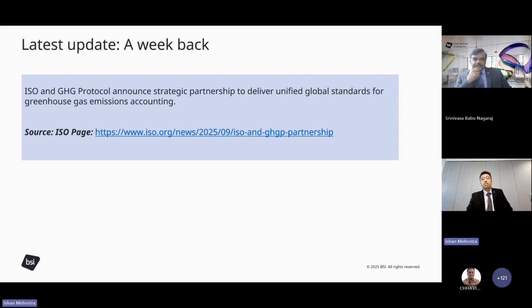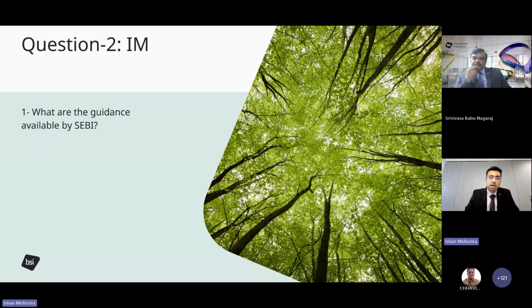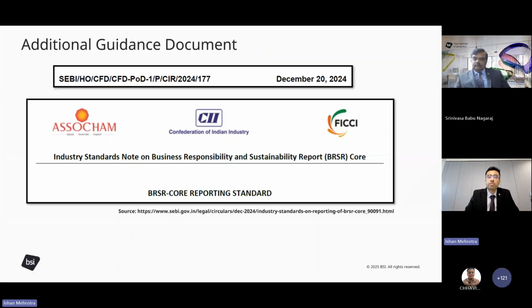Coming to the second question: whether there is any existing or additional guidance available by SEBI? The answer is yes. SEBI, in one of its recent circulars published last year in December, talked about some of the BRSR Core reporting standards and elaborated them in a little more detail. A group of three bodies, SOCHEM, CII, and FICCI, came together and released the industry standard note on BRSR Core under the Industry Standards Forum.